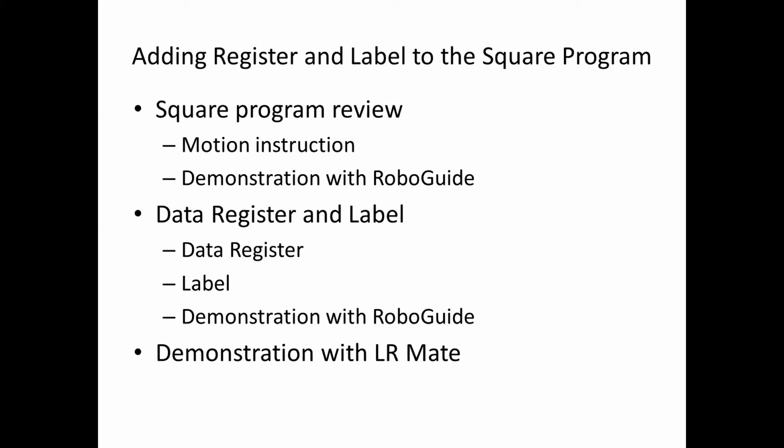I will first review the motion instruction, and use the robot guide to demonstrate how to draw the square once. In the second part of this video, I will introduce the concept of data register and label, and use the robot guide to demonstrate how to draw the square 3 times. At the end, I will use LRMate to demonstrate drawing the square 3 times.